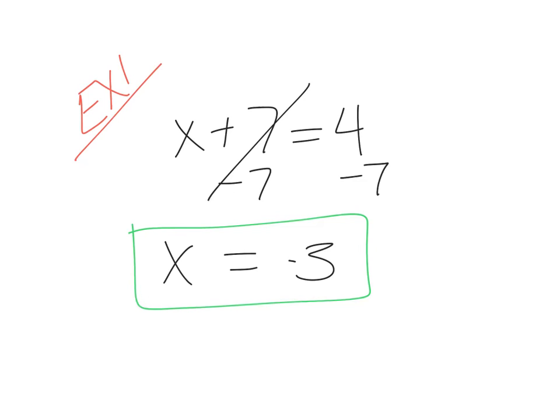If you're doing a very difficult problem, you can always check this by taking this -3, plugging it in the original equation where x is, and seeing if it solves for 4, which in this case it does.